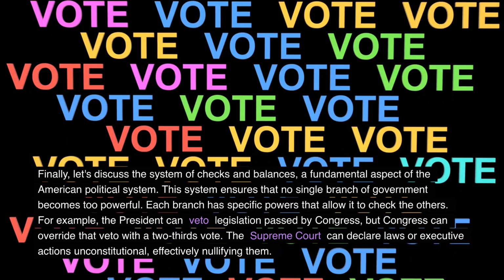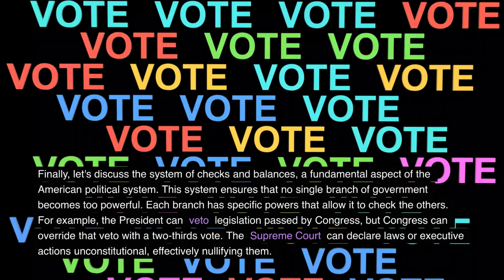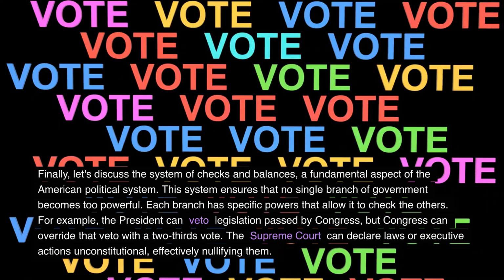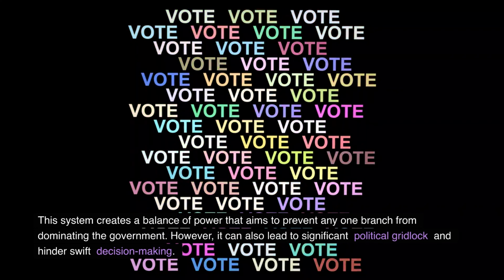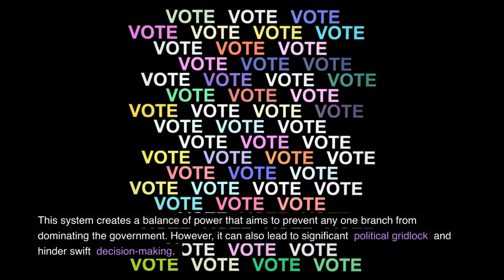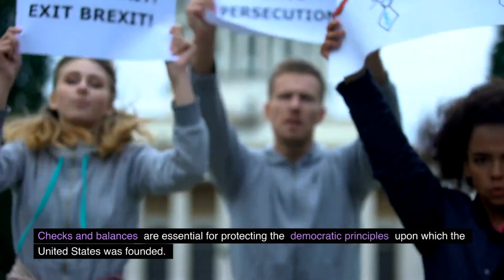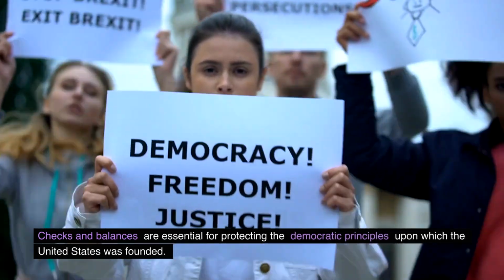The Supreme Court can declare laws or executive actions unconstitutional, effectively nullifying them. This system creates a balance of power that aims to prevent any one branch from dominating the government. However, it can also lead to significant political gridlock and hinder swift decision-making. Checks and balances are essential for protecting the democratic principles upon which the United States was founded.